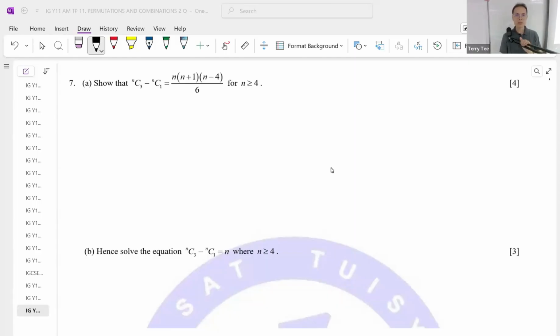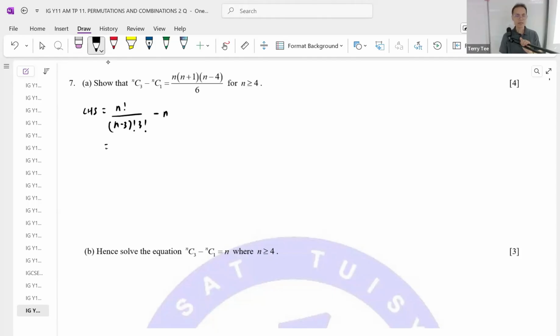So nC3 minus nC1 equals to this. Let's begin with the left-hand side. What is nC3? nC3 is n factorial over n minus 3 factorial times 3 factorial. nC1 is n factorial over n minus 1 factorial times 1 factorial. Actually, can I just write n? Yeah, nC1 is just n, right? You don't need to show it again, right?